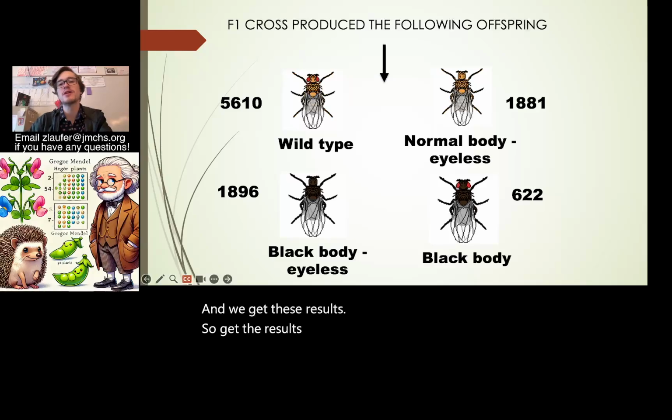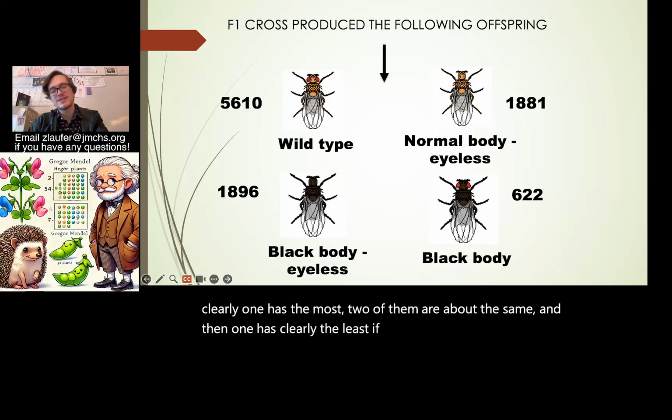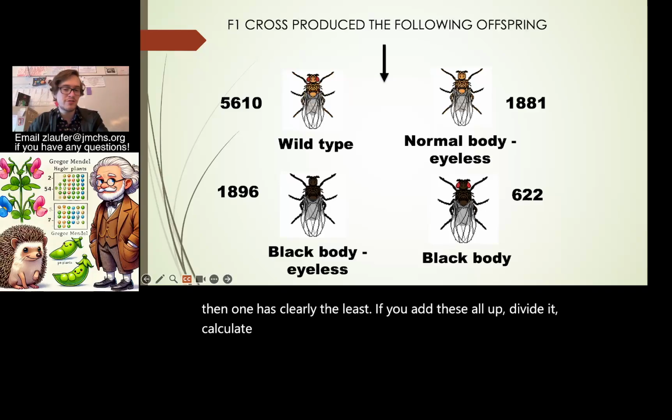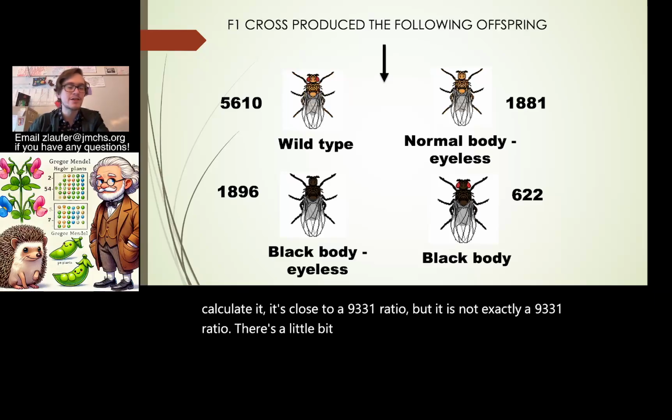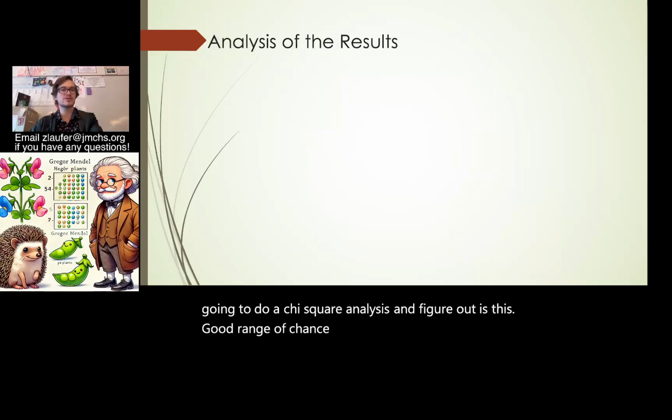Mostly we're wild type. Whenever you have this kind of distribution where you have clearly one has the most, 2 of them are about the same, and then one has clearly the least, if you add these all up, divide it, calculate it, it's close to a 9:3:1 ratio, but it is not exactly a 9:3:1 ratio. There's a little bit of noise, a little bit of mess in it. So we're going to do a chi-square analysis and figure out, is this due to random chance, or are they linked, or something like that.